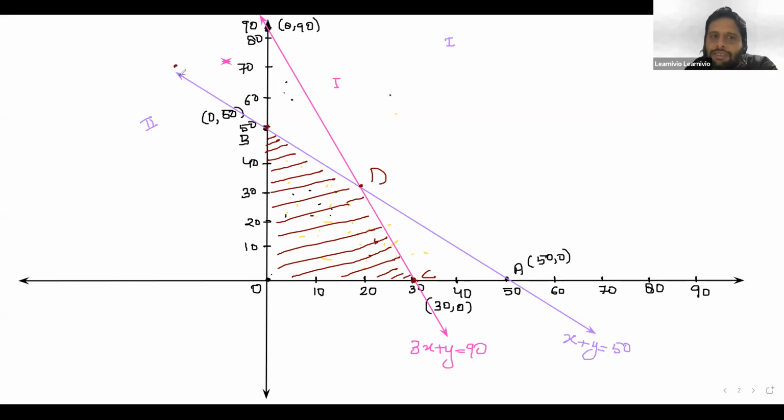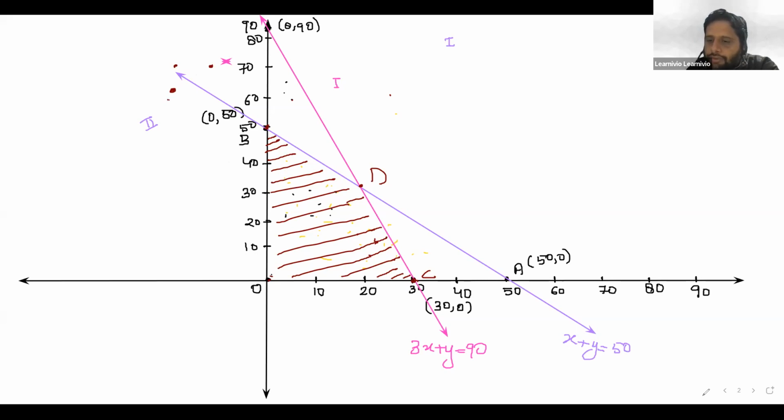So check for this line. This line has divided the plane into two parts. One part is this one. The second part is this. So what we will do is put the origin in the inequation. If the origin satisfies the inequation, then this complete part is your solution, because in this region only the origin is lying and the origin is satisfying the inequation.